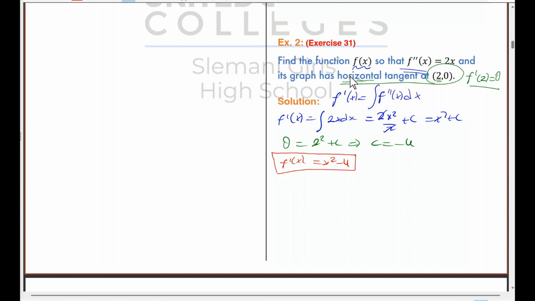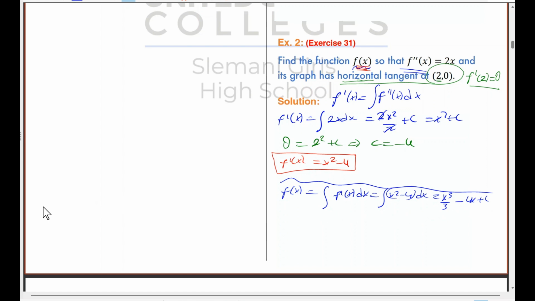I am not done. I'm looking for f of x, the original function. Let's repeat these steps one more time. In order to find f of x, we need to take the integral of f prime. So my f prime is x squared minus 4. Take the integral of each term. The integral of x squared is x cubed over 3, minus 4x, plus C.